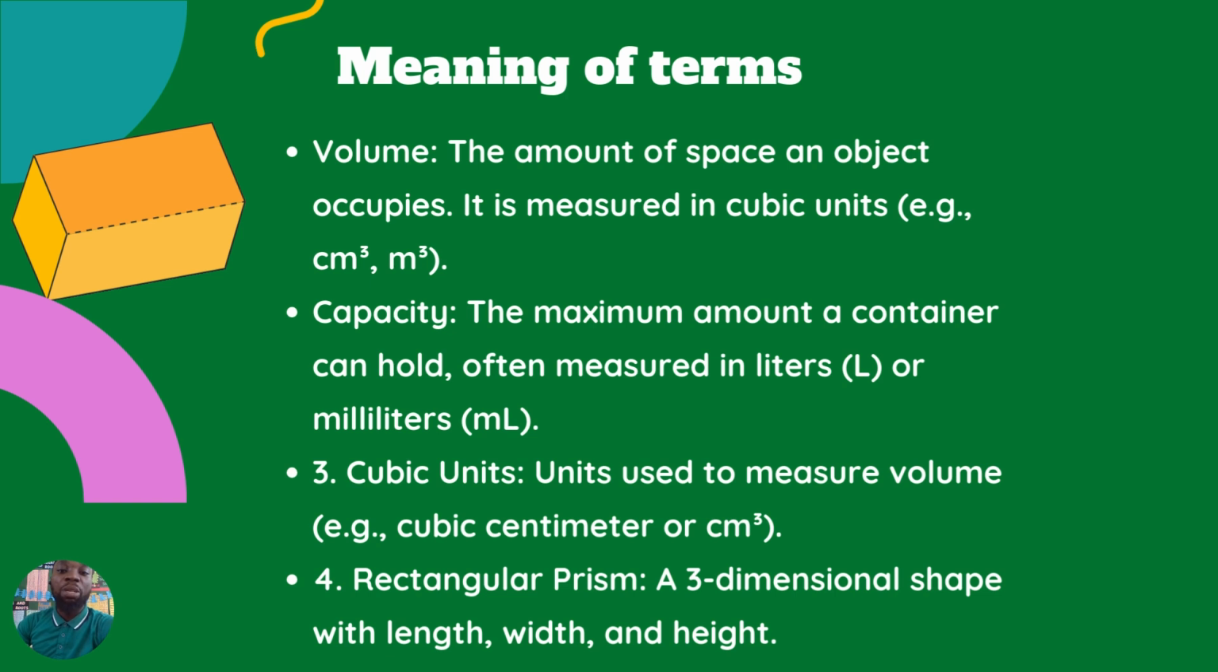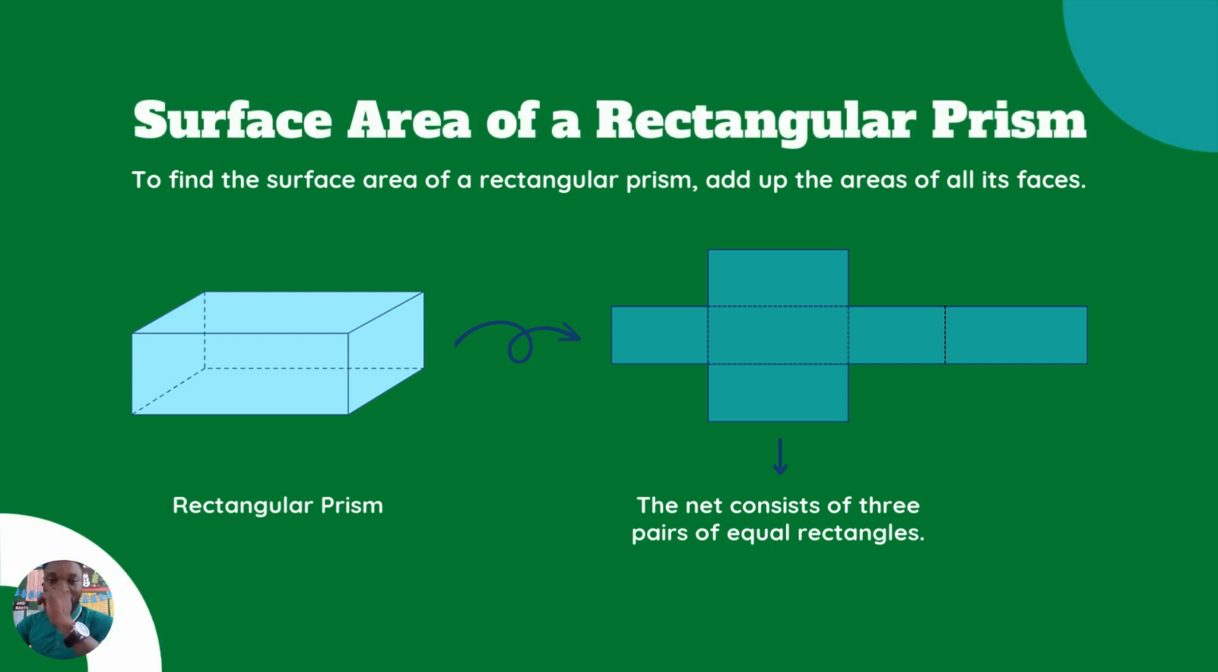A rectangular prism is a three-dimensional shape with length, width, and height. Now let's go straight to our rectangular prism. Take a look at this object. To find the surface area of a rectangular prism, all you have to do is to add up the area of the surface part, or the area of the faces of the rectangular prism.